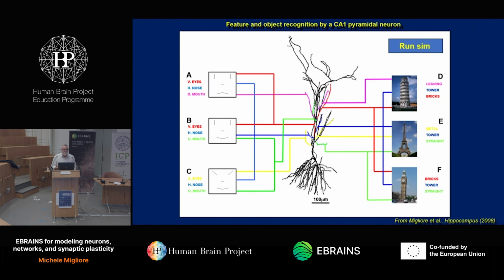Can we do it in a model? Yes, we can. We did it several years ago, and this is an example. We have a CA1 pyramidal neuron. We set up each dendrite to be selective for different features of a face, different properties of these kinds of towers. So this type of eyes is going to activate this dendrite, this kind of nose is going to activate this dendrite, and so on.